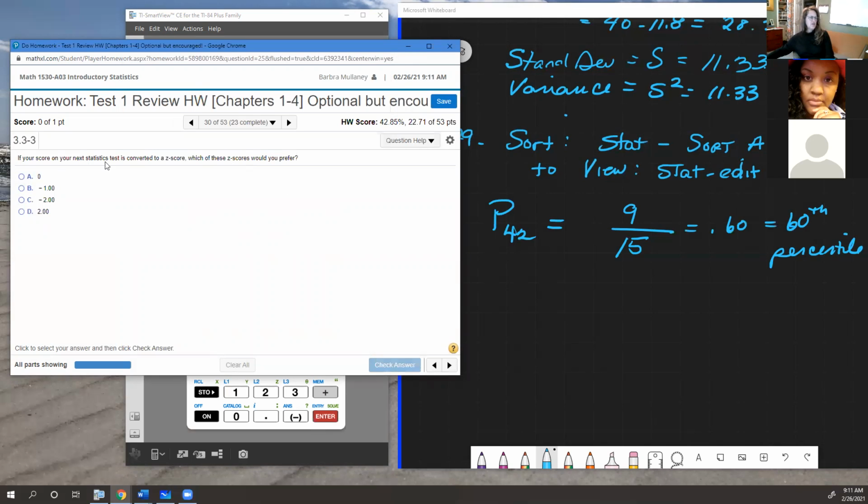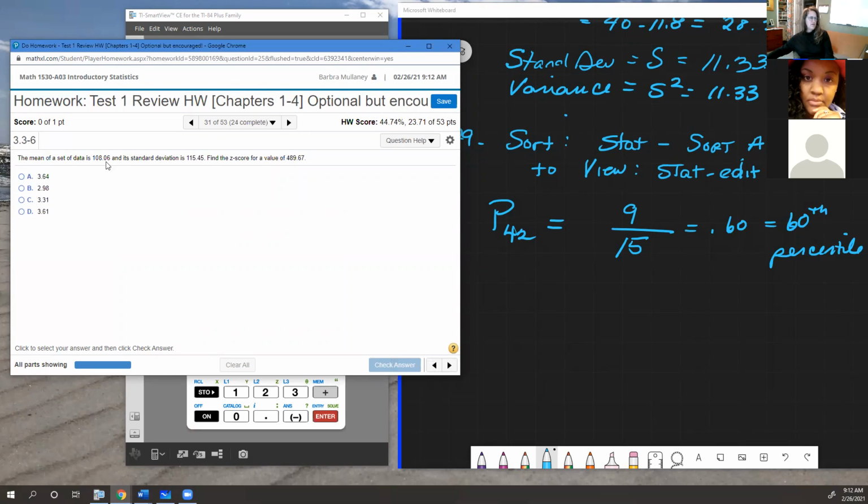So if you score in your next statistics test, and that's converted to a z-score, which of these z-scores would you prefer? A 0, a -1, a -2, or a +2? D. D would be, yeah, 2, because that means 2 standard deviations above the mean.